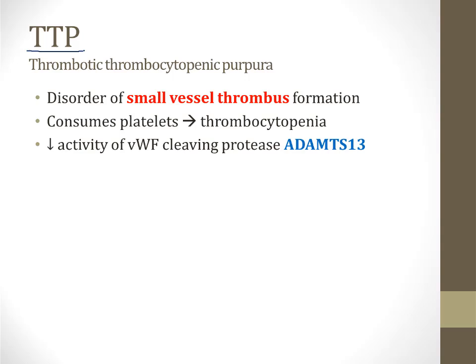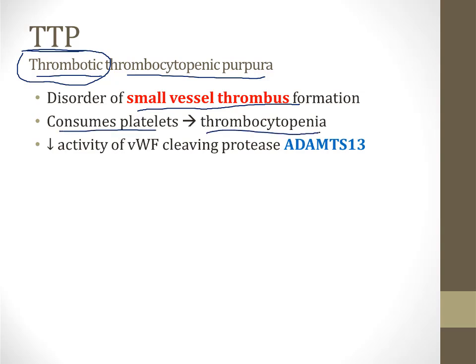TTP is a much more dangerous and serious condition. TTP stands for thrombotic thrombocytopenic purpura, and what this means is that in addition to low platelets and purpura, like you can see in ITP, you also have thrombosis, and that's what makes it a more dangerous condition. This is a disorder of small vessel thrombus formation. Thrombus forms in small vessels and consumes platelets, and this leads to thrombocytopenia.